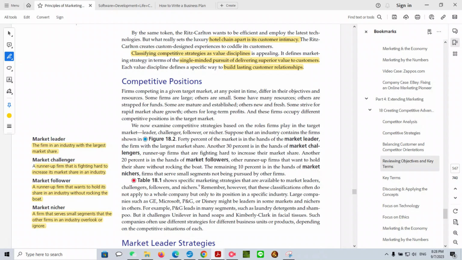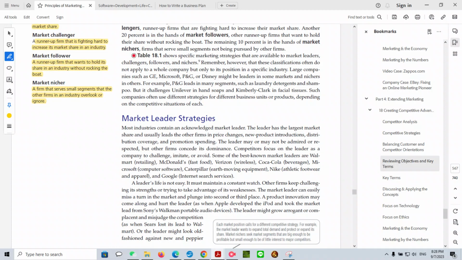In terms of market leader strategies, most industries contain an acknowledged market leader. The leader has the largest market share and usually leads other firms in price changes, new product introductions, distribution coverage, and promotion spending. The leader may or may not be admired or respected, but the other firms concede its dominance. Competitors focus on the leader as the company to challenge, imitate, or avoid. Depends on what their strengths are and what their strategy is.